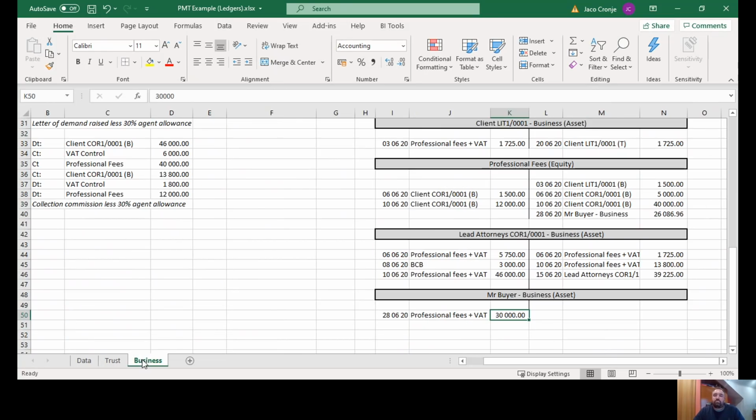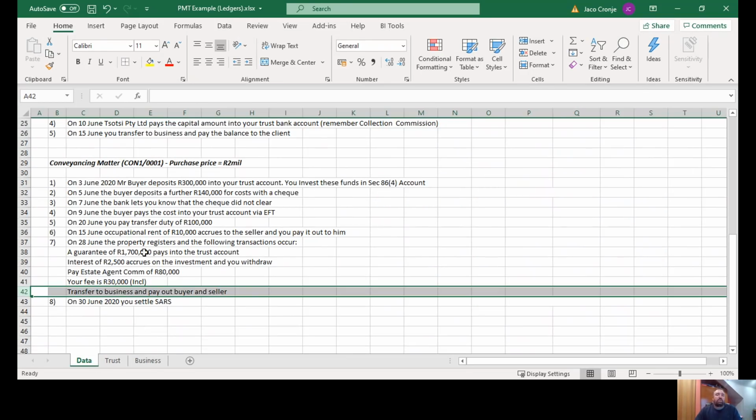And on the business side, we are saying that we are taking this and setting this off against Mr. Buyer's trust ledger. Now it shows that you don't owe us any money. We've taken our fees. Okay.